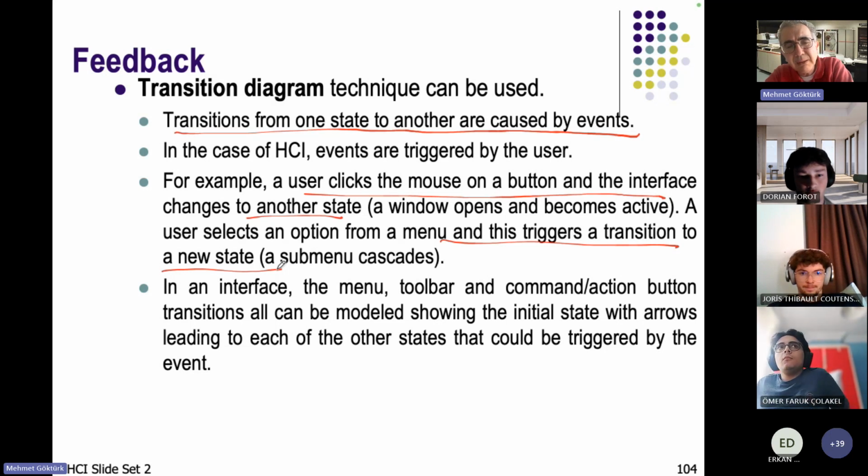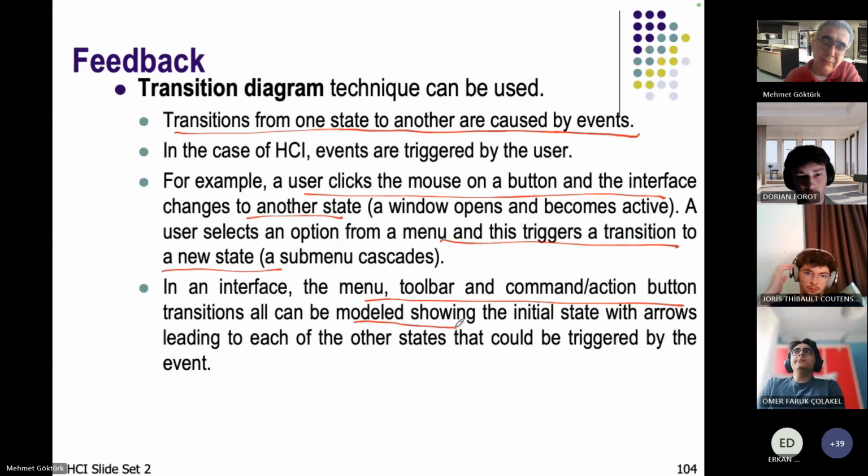So modeling these interactions with state diagrams helps us to understand what we are doing wrong, what we are doing correct. In the interface, the menu, toolbar, communication buttons, they can all be modeled with transition diagrams by drawing. Drawing everything is difficult, so only part of the important points can be drawn so that we can think and reanalyze. So don't expect to draw all the state diagram of the whole application.